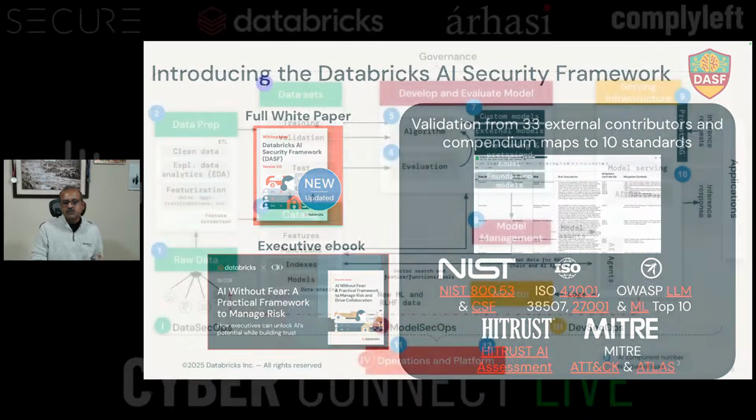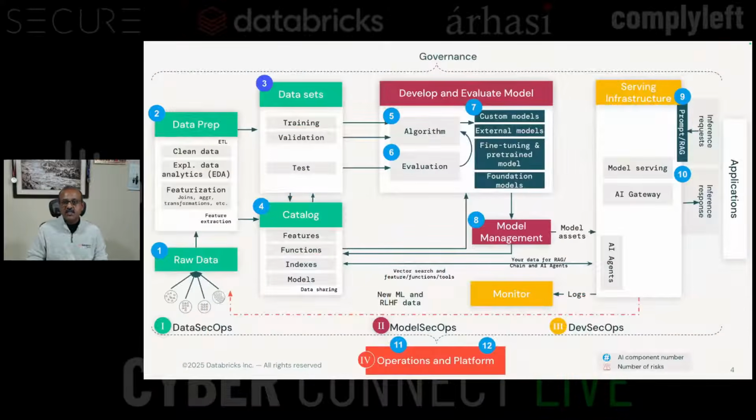So the idea is to first take a step back and think about, when we talk about AI security, it is enterprise AI system security, right? So our goal is not just talking about the models. We do deeply cover that in this framework. Our goal is to look at what data is coming into AI, how it is being used, and how organizations are actually serving AI to users and applications.